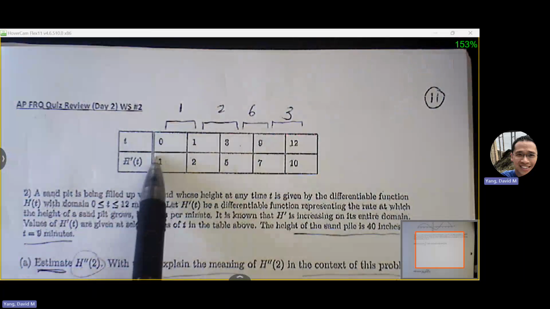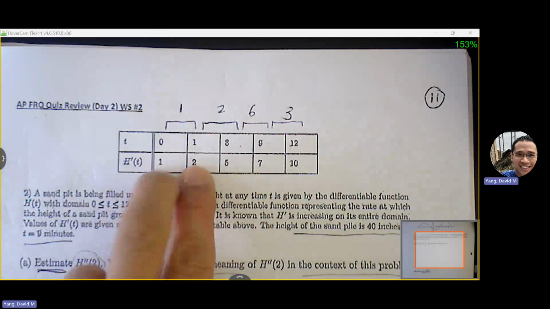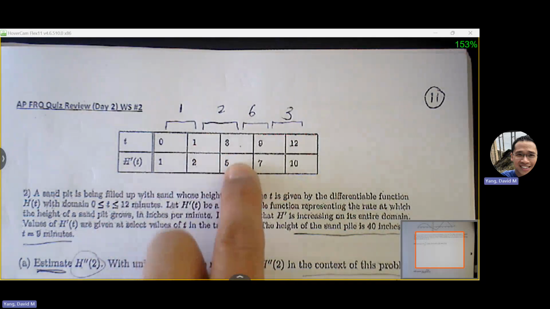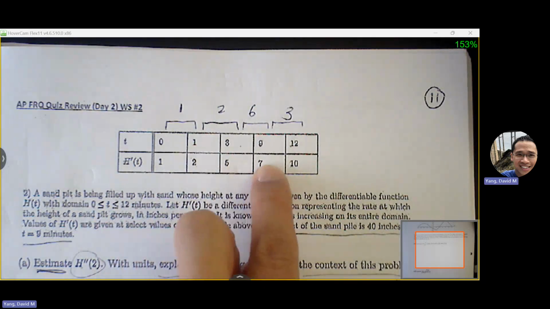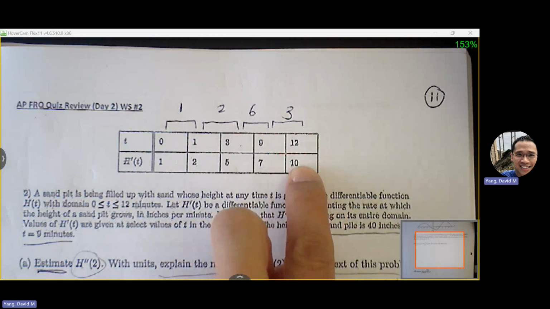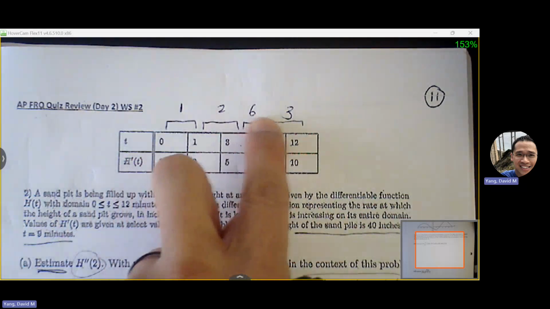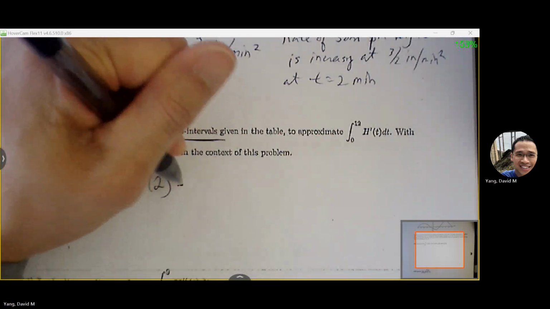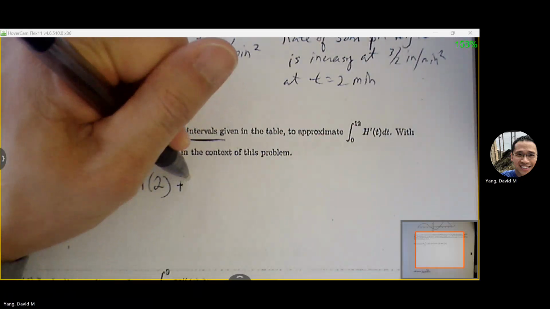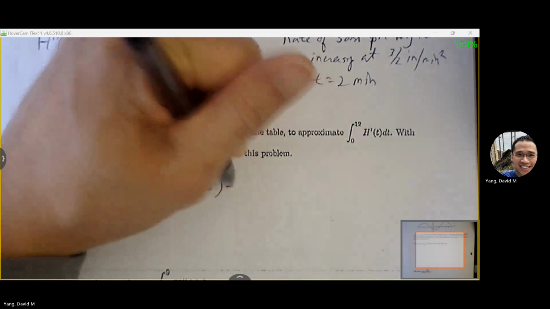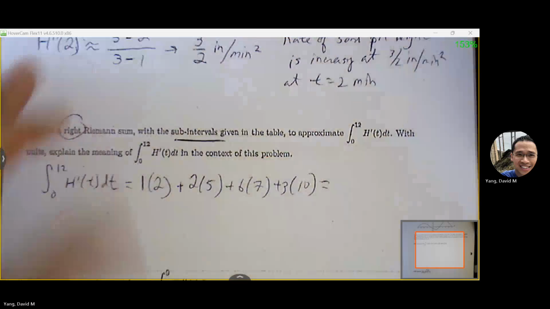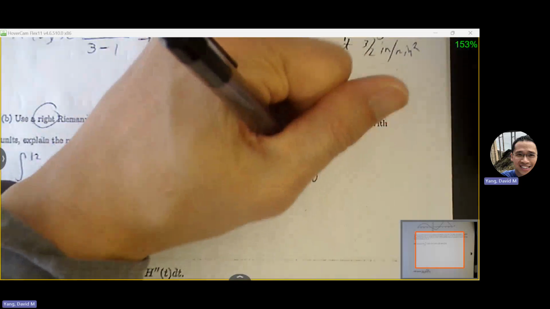It says right Riemann sum, so what that means is for the height, we're going to choose the one on the right for each subinterval. So for the first subinterval, we'll choose a height of 2. For the second subinterval, we'll choose a height of 5. Third subinterval, height of 7. And last subinterval, height of 10. And then these numbers here are your width for each of your rectangles. And this adds up to be 84.